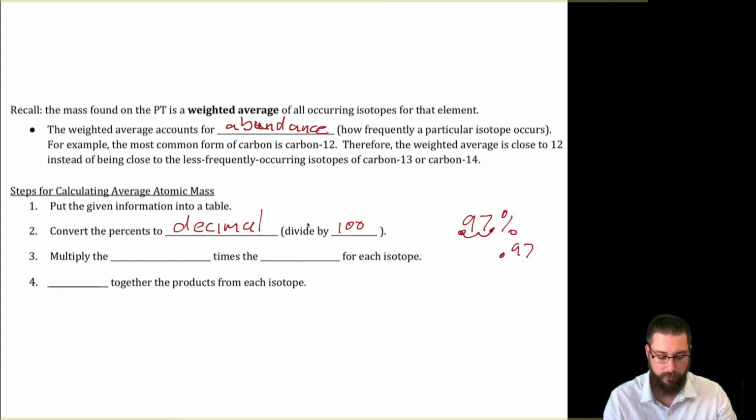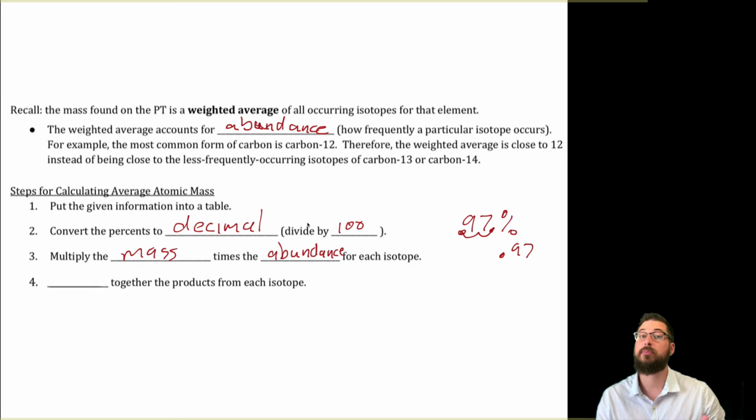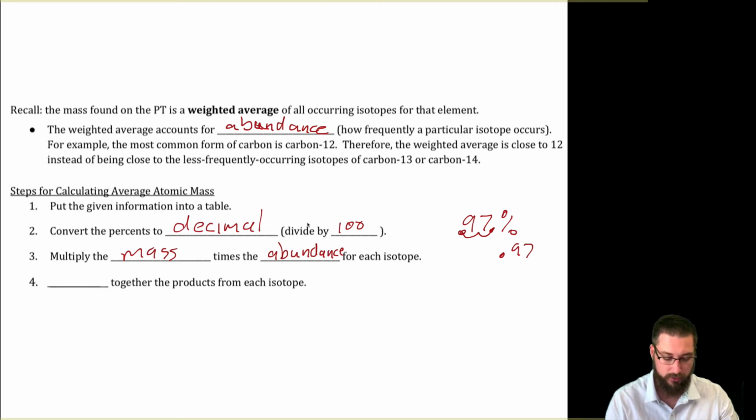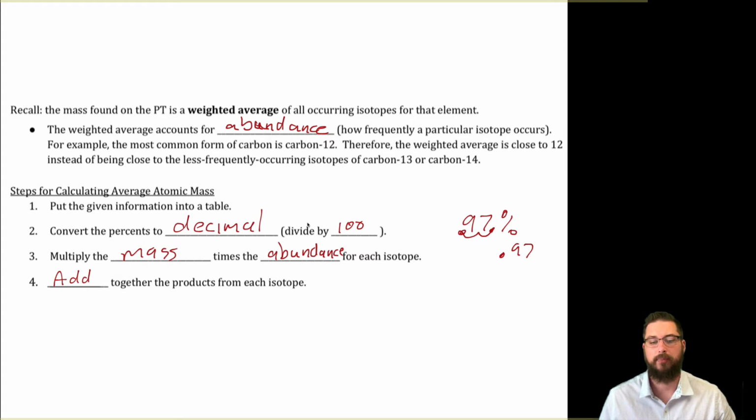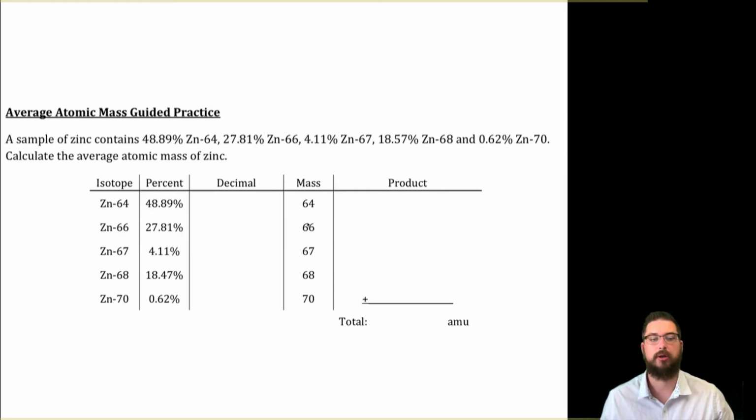Then what we want to do is we want to multiply the mass times the abundance for each isotope. So it's the mass times the percentage in decimal form for each isotope. And then what we want to do is we want to add together those products. And so what you will see is this is actually really easy. Essentially what you're doing is you're taking the mass, you're multiplying it by the percentage in decimal form, you're doing that for each isotope, and then adding them together. So let's go ahead and do a practice problem.